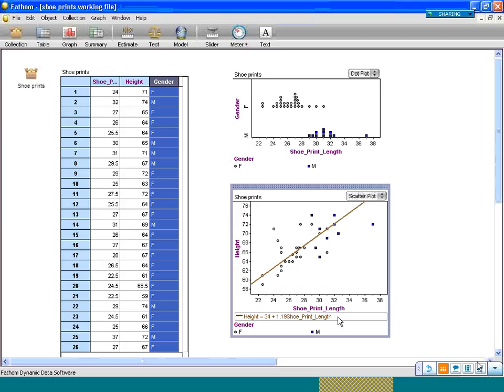Mm-hmm. And do you see down here we have an equation for our line? Height equals 34 plus 1.19 times the shoe print length. So if and when I finally give you that shoe print length, you could use this line to predict the height of the culprit. Mm-hmm. Does that sound reasonable? Yep. Okay.